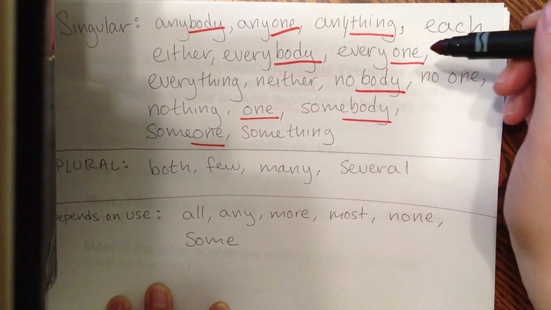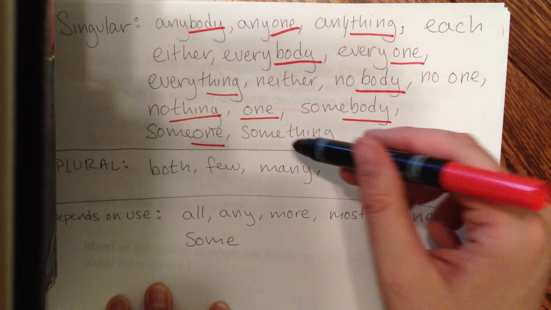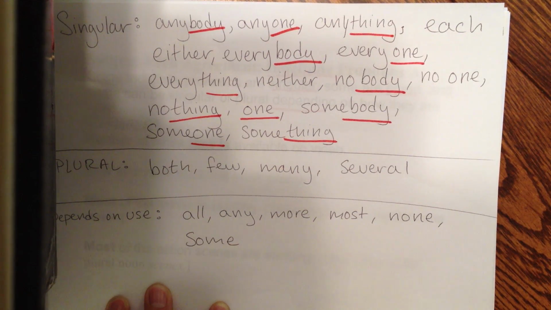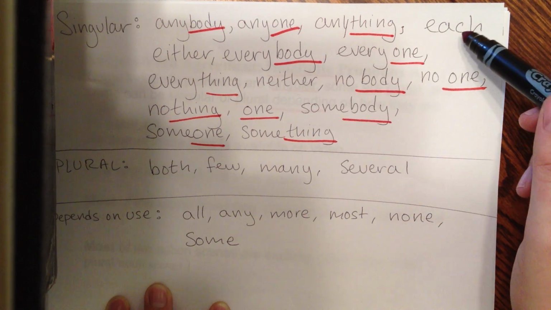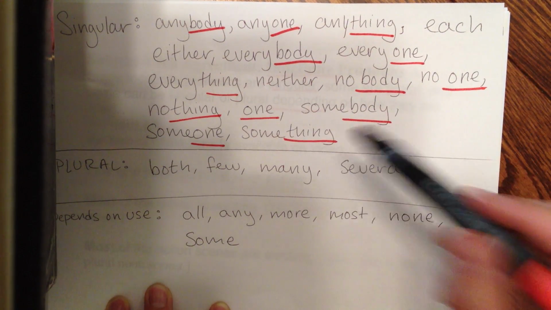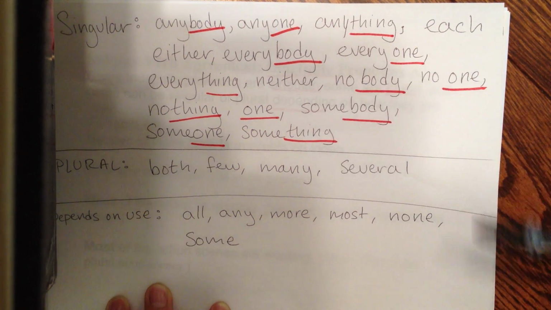So anything, everything, nothing, something. And then now all you have to remember is no one, we forgot that one, is each, either, and neither. So that's somewhat helpful. Just remember the bodies, the things, and the ones are going to be singular always.